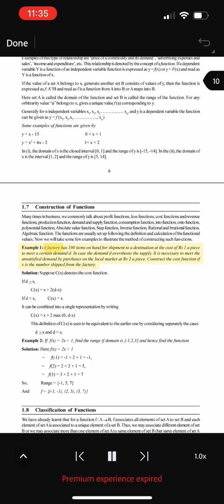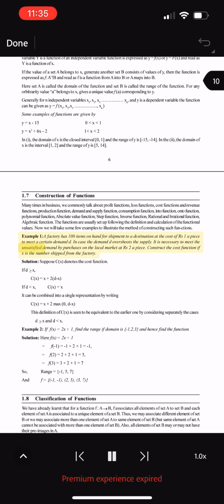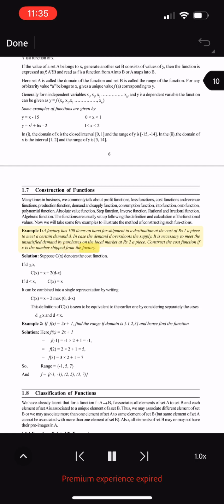Example 1. A factory has 100 items on hand for shipment to a destination at the cost of Rs 1 apiece to meet a certain demand D. In case the demand D overshoots the supply, it is necessary to meet the unsatisfied demand by purchases on the local market at Rs 2 apiece. Construct the cost function if x is the number shipped from the factory.